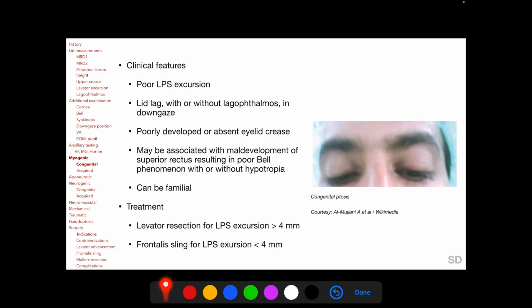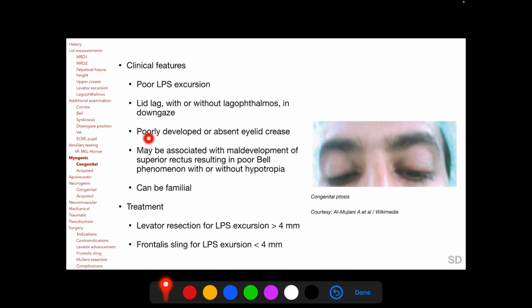Clinical features of simple congenital ptosis include poor LPS excursion from down gaze to up gaze, lid lag in down gaze with or without lagophthalmos, which is found in this patient, where in down gaze the ptotic eyelid margin is higher up in position than the normal eyelid margin.